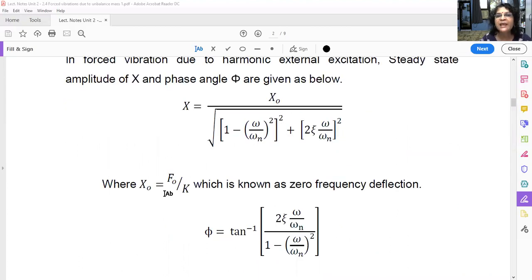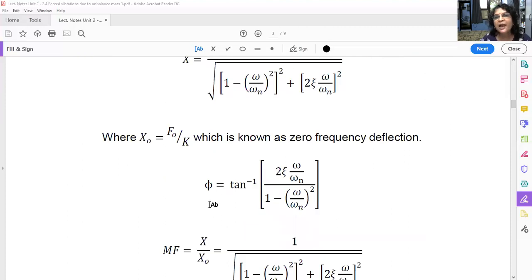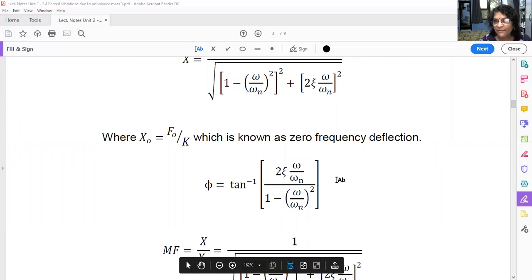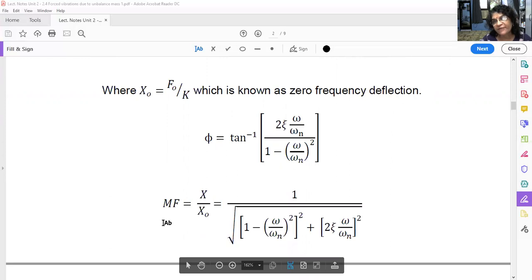where X0 is given as F0 upon K. F0 is the external excitation force, K is the spring stiffness. X0 is also known as the zero frequency deflection. Then we have studied how to find phi, that is the phase lag angle. It is given by tan inverse of 2 zeta omega upon omega n upon 1 minus (omega upon omega n) squared. Then we have studied magnification factor.